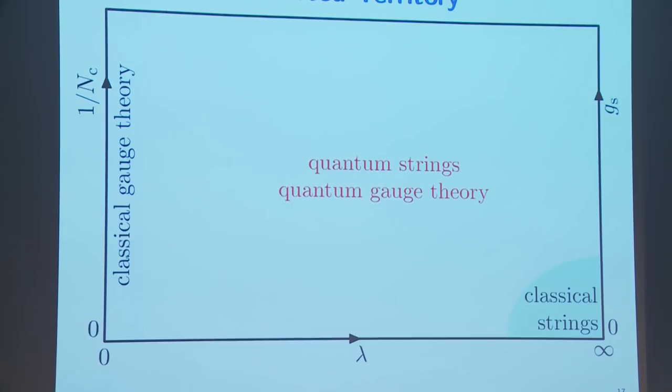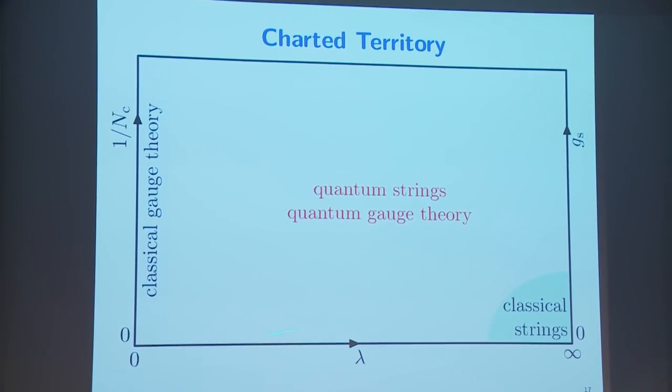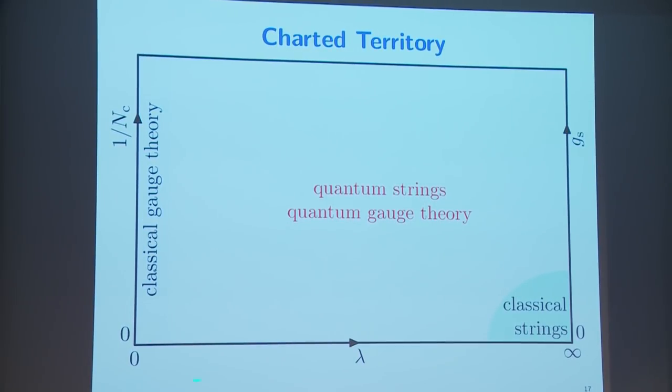I can also show you a bit what was achieved using this map of parameter space. So here is the 't Hooft coupling lambda, and this would be the string coupling g_s, or the inverse rank of the matrices.